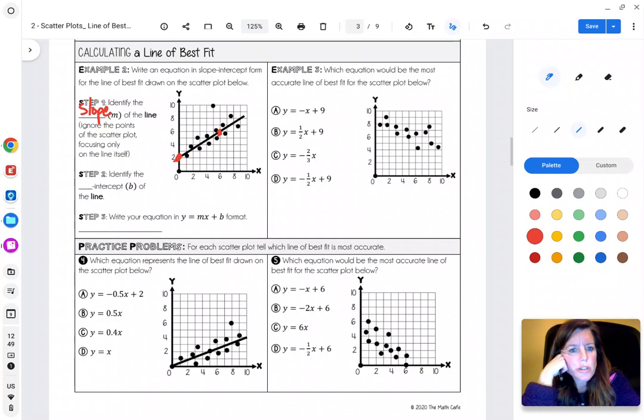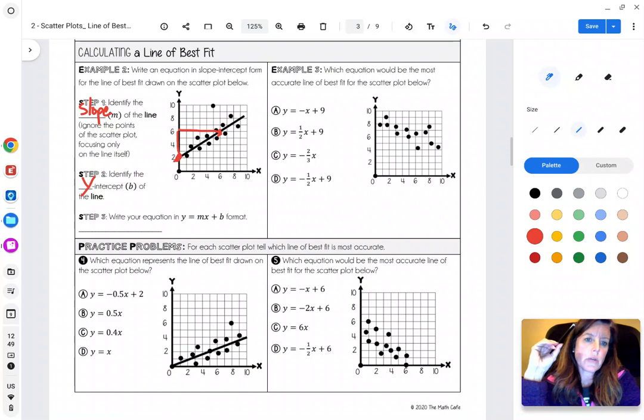All right, so let's look and see what this slope is. So our rise, identify the y-intercept of the line. Okay, so we've got to do our slope first. So that distance, I'm going to draw my right triangle. I'm going to go up here and then over. We're still drawing our right triangle. We have to find our points, draw our right triangle, and then do rise over run.